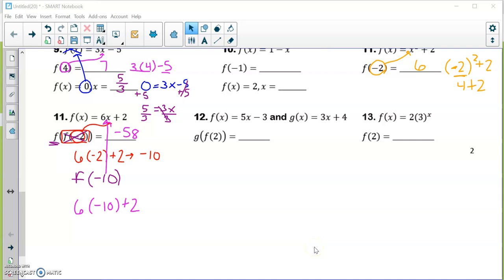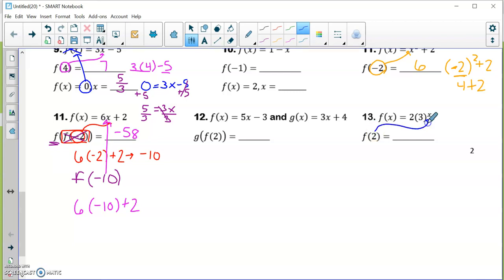I'm going to skip over number 12 for right now because that's very similar to number 11, and I want to really quickly do number 13. I want f of 2, which means I put 2 in for x. So I have a 2 times a 3 squared. We need to follow the order of operations, which states we do the exponents before the multiplication. So I'm going to do a 3 squared first, which is a 9. Now I do the 2 times the 9 to get an 18.